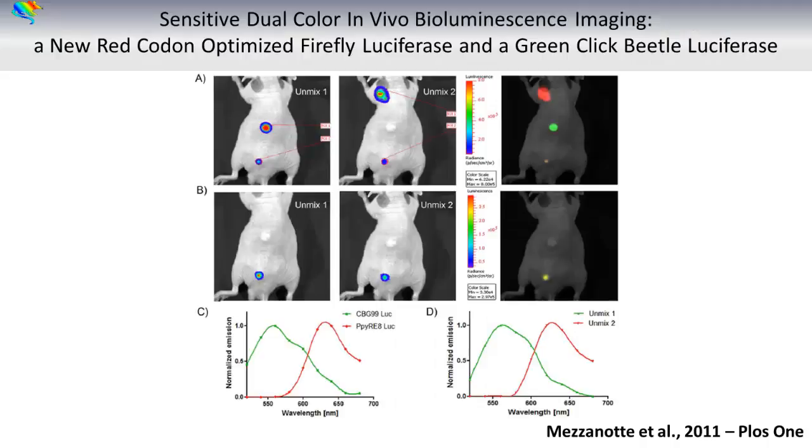Another example is published more recently by Dr. Mezzanotte and colleagues. In this case, sensitive dual-color in vivo bioluminescence imaging is accomplished with a new red codon-optimized Firefly luciferase and a green click beetle luciferase. Labeled cells were injected subcutaneously, and spectral unmixing of the signals was determined in the IVIS Spectrum. Unmixed and composite images were generated. Click beetle green is pseudocolored in green, while PpyRE8 is represented in red. Mixed populations result in yellow.